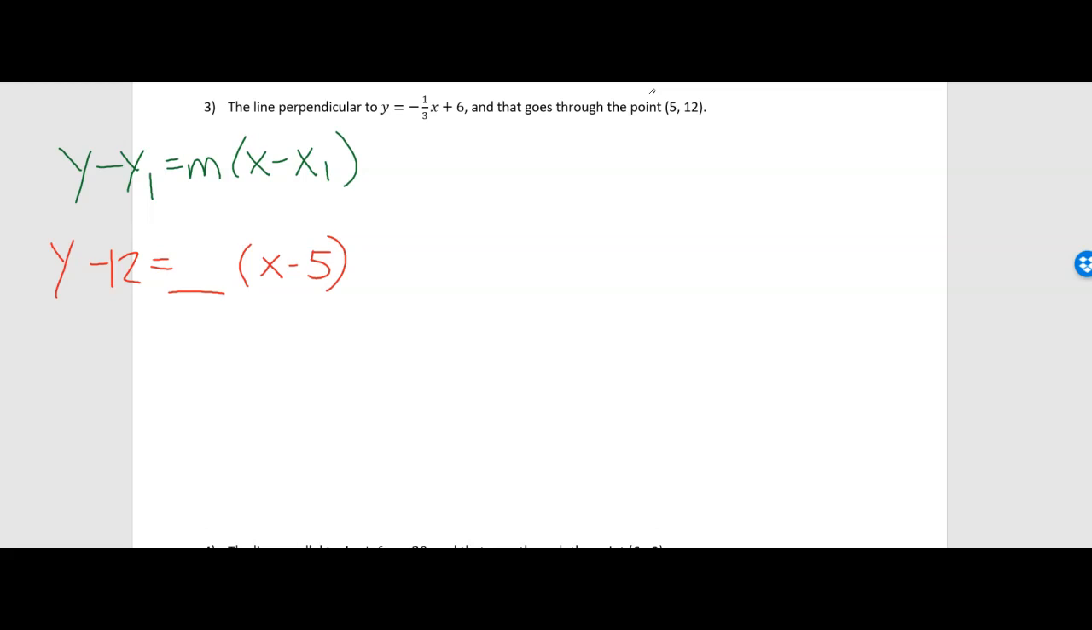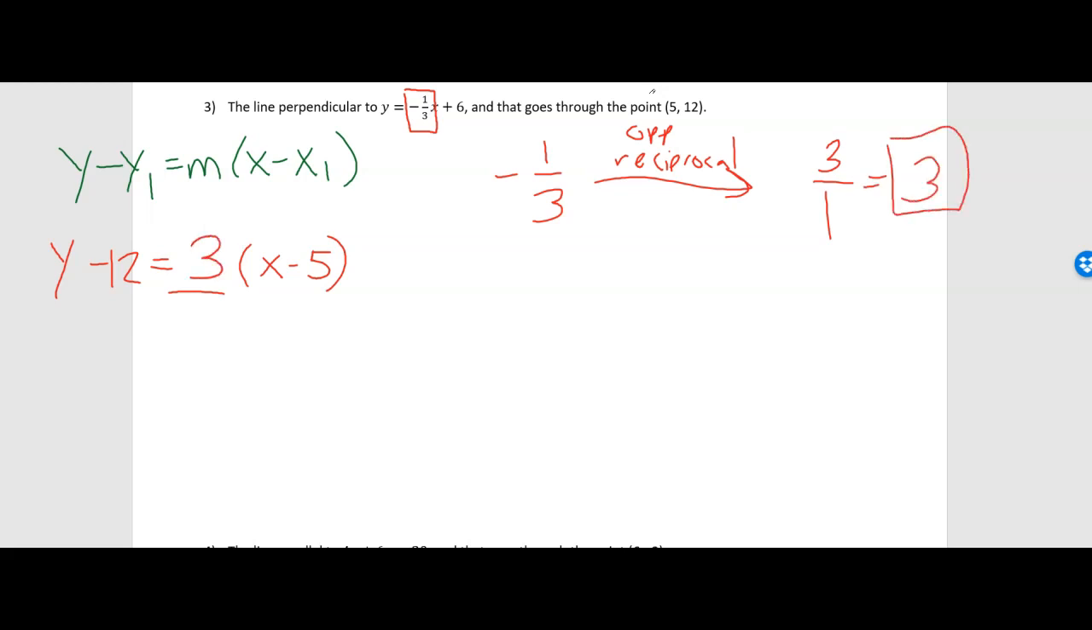It says that we need to find a perpendicular line. So remember that perpendicular lines have opposite reciprocal slopes. So the slope of my original line is negative 1/3. Well, if I have negative 1/3, the opposite reciprocal, right, we are going to flip the fraction, so 3 over 1, and we're going to switch the sign. That's what the opposite part means. So I switch the sign from negative to positive. I don't have to write positive, and then I get that this is equal to 3. So my new slope is 3.